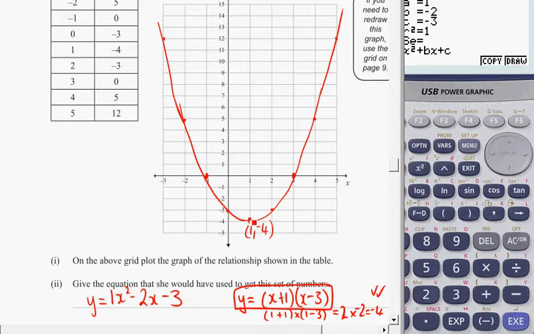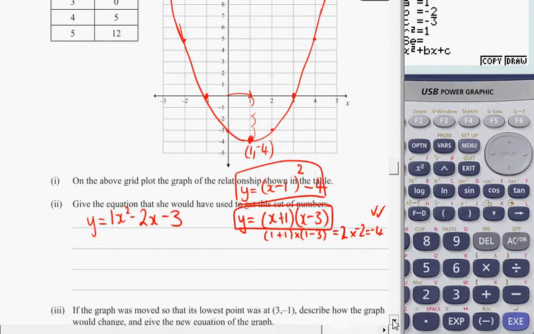And for those of you, for some revision, that may have used the vertex method, y equals x minus 1 all squared, because it's been moved across to the right, so we put minus 1 in the brackets, and then it's been dropped down by 4, so that rule would be correct as well. Either of those three, using the calculator is fine.